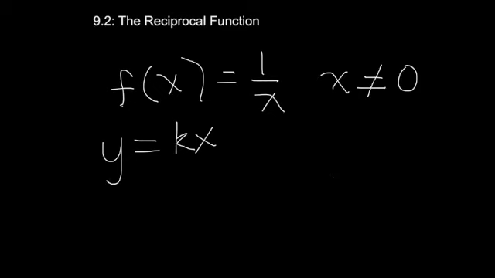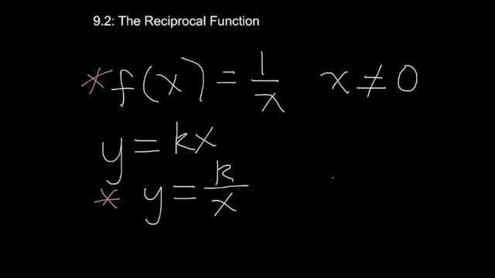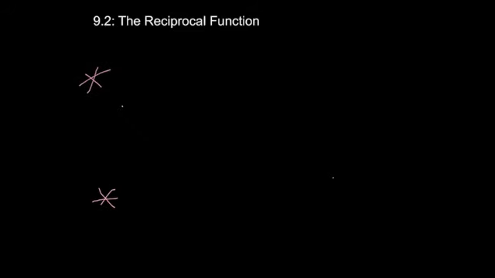However, the reciprocal function is more like the inverse variation where y equals k over x. So in this case, y changes inversely with x. So if x increases then y decreases, and vice versa. Now, since these two are essentially the same thing, when trying to graph a reciprocal function, you can think of it as graphing an inverse variation.